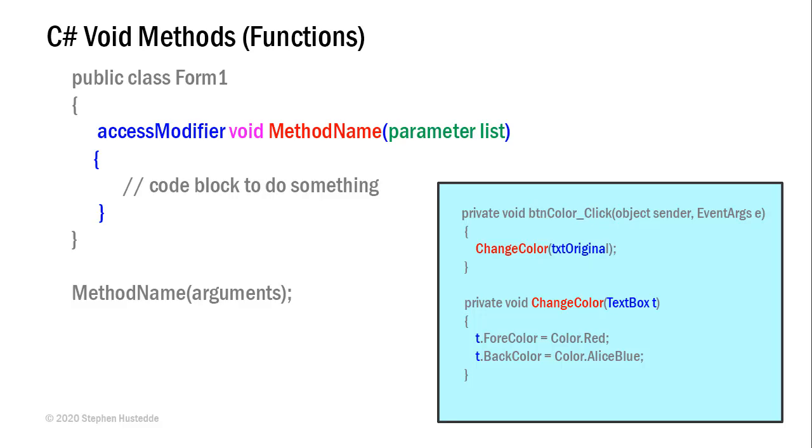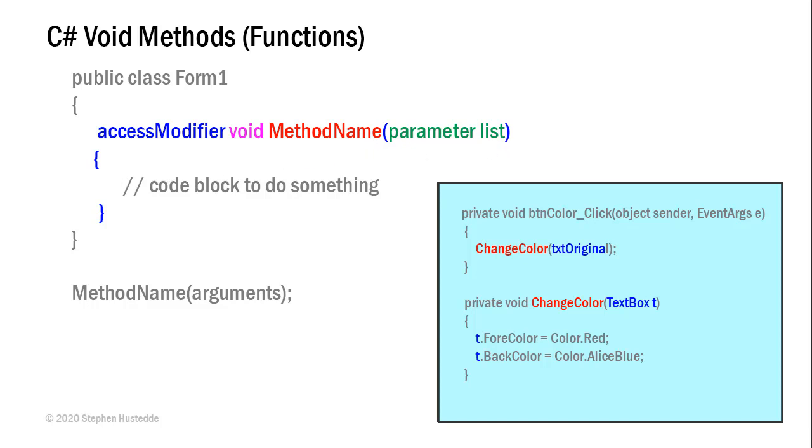A void method is a function that does not return a value. So the data type is void, meaning there is no data type. The code we would use to write a void method is what we've already seen in terms of writing methods. We would have an access modifier, in most cases starting out, private, then void, the name of our method, and whatever parameters we want to have passed to it in parentheses.